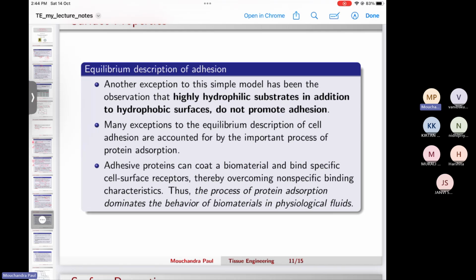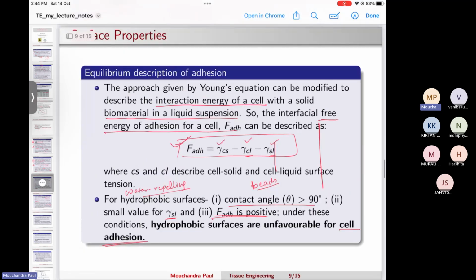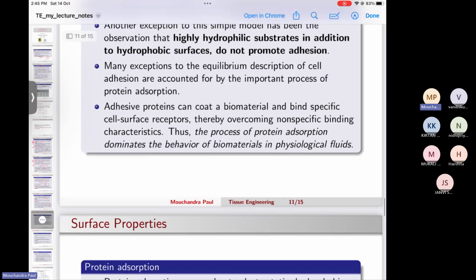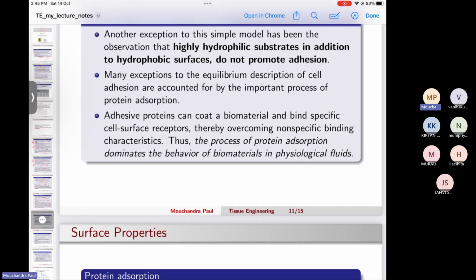So another exception that this expression that we just saw doesn't take into account is the effect of protein adsorption on the surface. Okay, so that is another very important topic that we should know. Usually what happens is, this is your biomaterial surface. Some water molecules first interact with it, and then some proteins will come and interact, and on top of it the cells will adhere. So this is how the molecular picture is.